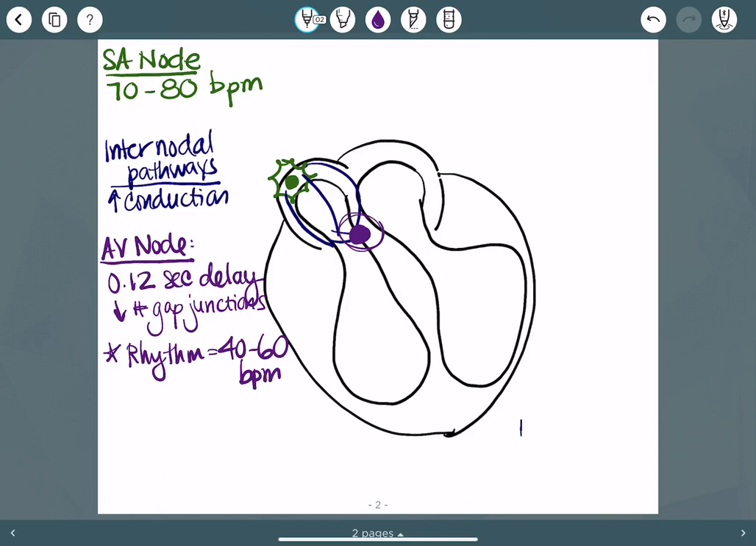So if something isn't talking to the AV node, if there's some disconnect between the action potential getting through the atria to get to the AV node, the AV node can take over and drive the rhythm of the heart. But then you'd expect the rhythm of the heart to be 40 to 60 beats per minute.